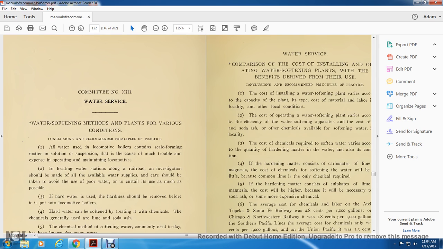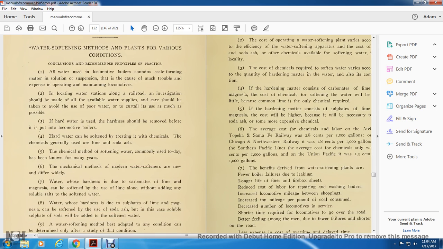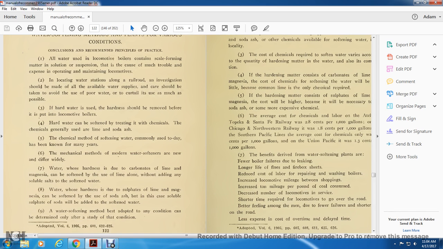Investigation should be made of the available water supply. Care should be taken to avoid use of poor water in the future, and to use good water as much as possible. Hard water is water whose hardness should be removed before use in locomotive boilers. Hard water can be softened by treating it with chemicals, generally lime and soda ash.